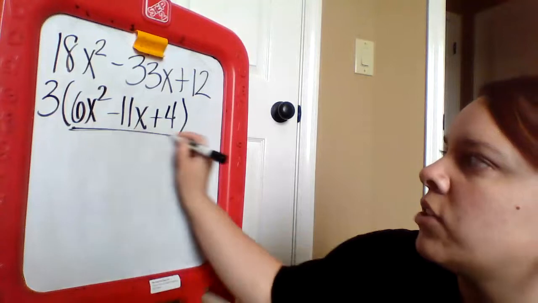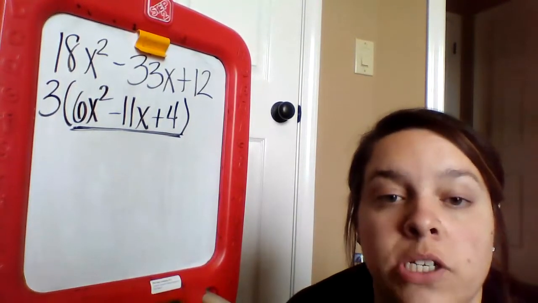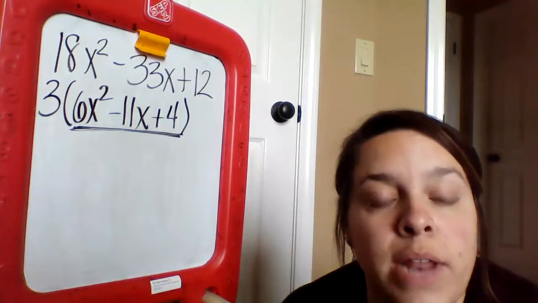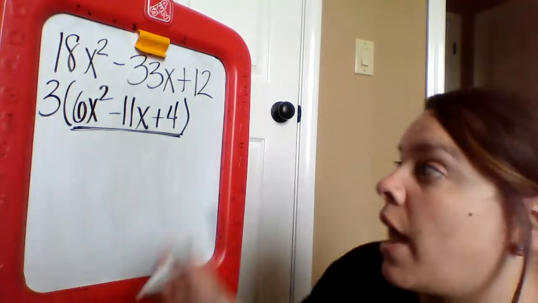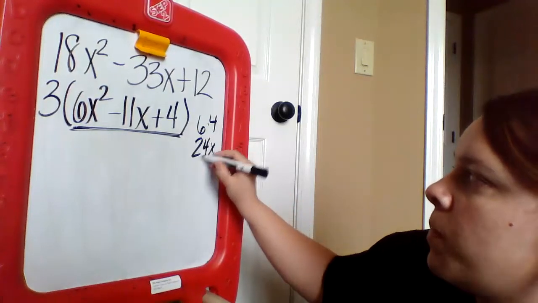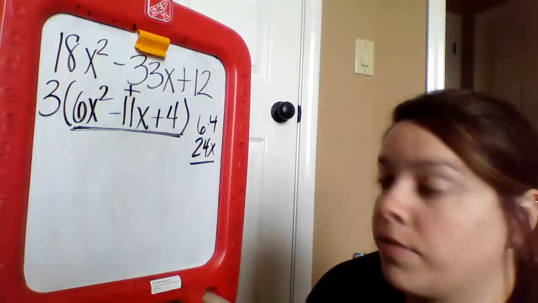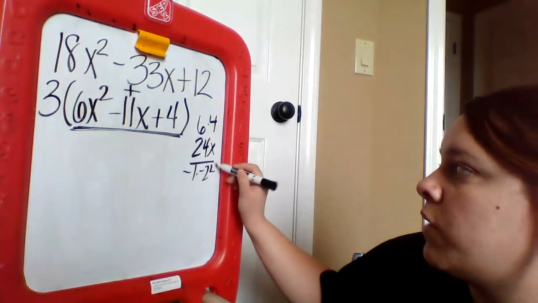And now I'm going to factor just what I have left in that parenthesis. Okay, so we just said that it's same sign, both negative. So let's go ahead and start off with our slide. So 6 times 4 is 24. So we're going to multiply to 24, but add to negative 11, and they're both negative. So negative 1 and negative 24.